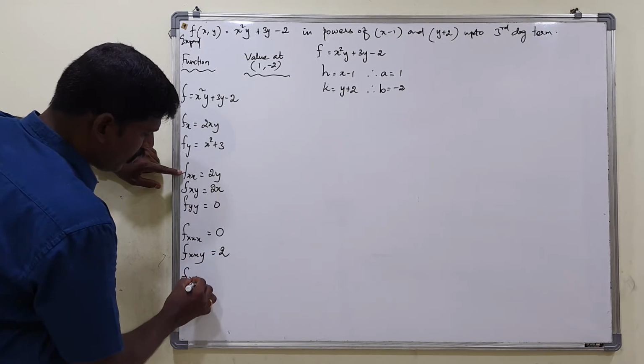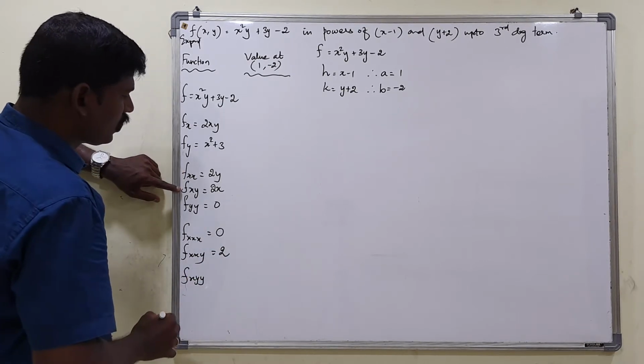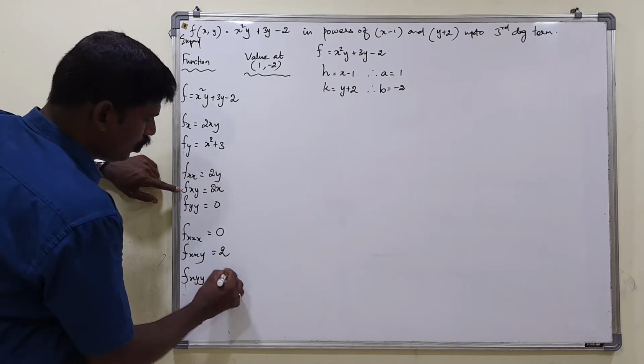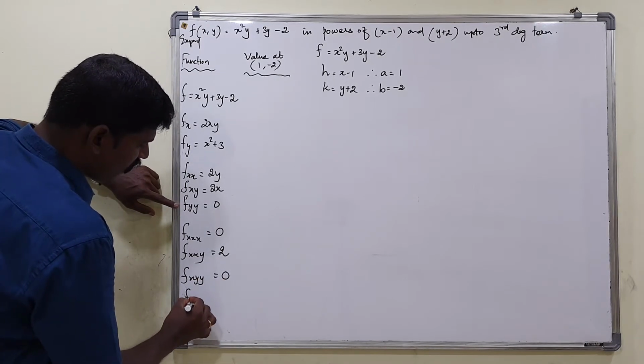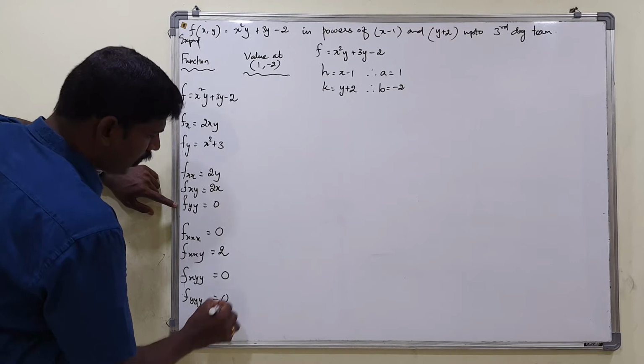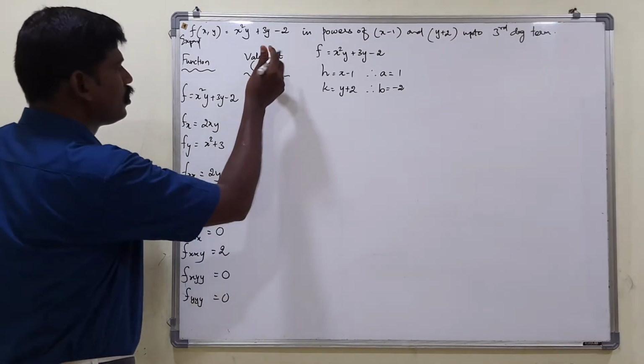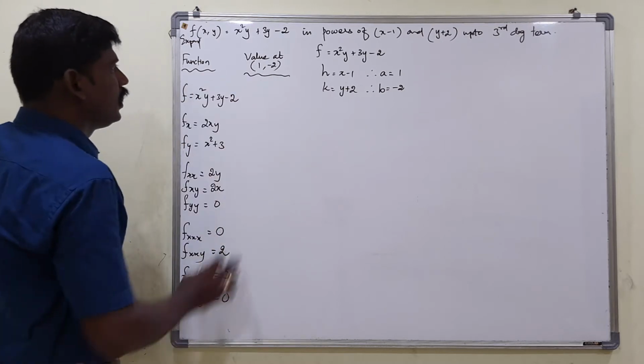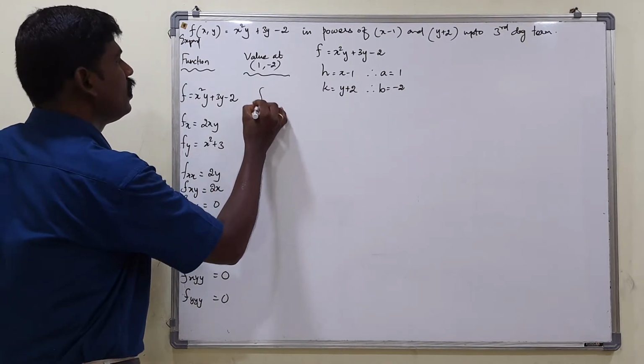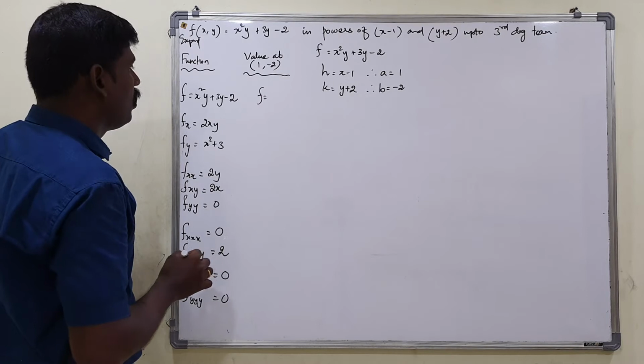f_xy with respect to y becomes 0. f_yyy is automatically 0, isn't it? Right? That's all. So now let us find the value of the function at (1, -2). So what is f at (1, -2)?